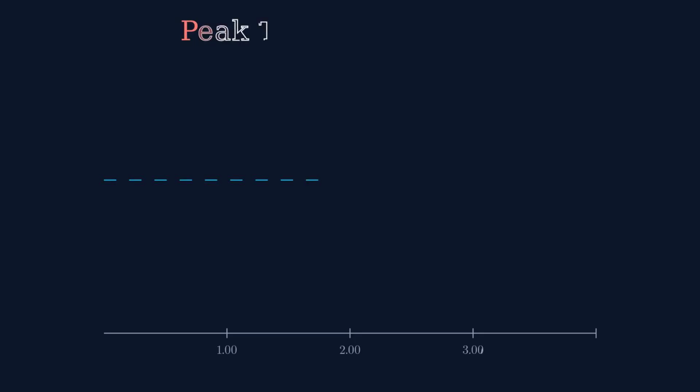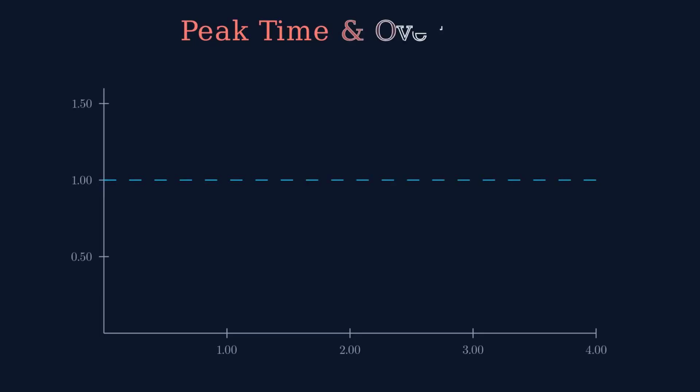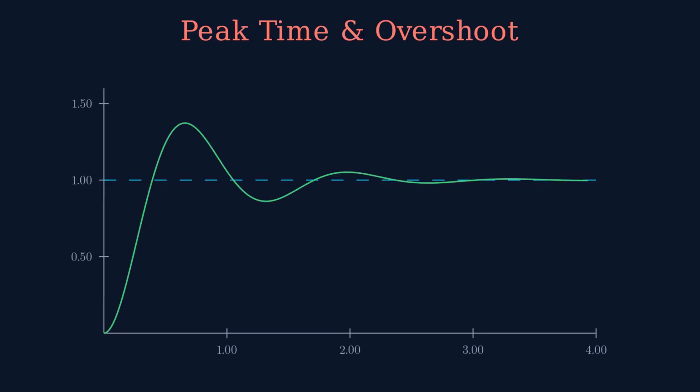Next, peak time, TP, is the time to reach the first peak. The overshoot, NP, is how far the response exceeds the final value, expressed as a percentage. An overshoot of 20% means the peak reaches 1.2 times the final value. High overshoot means the system is too oscillatory.